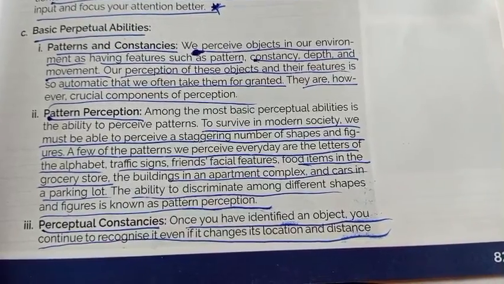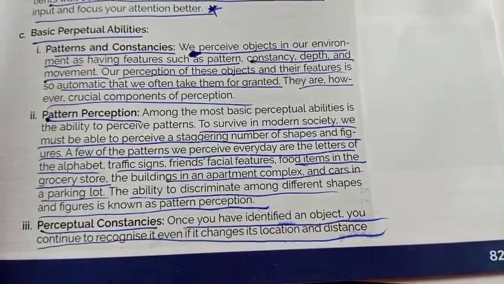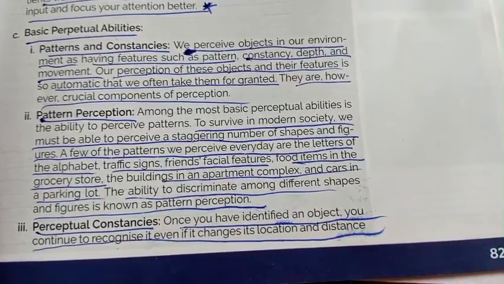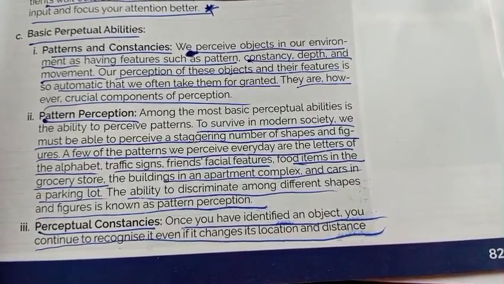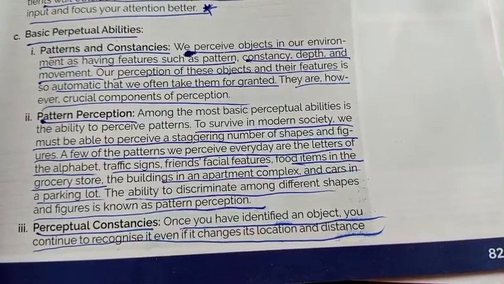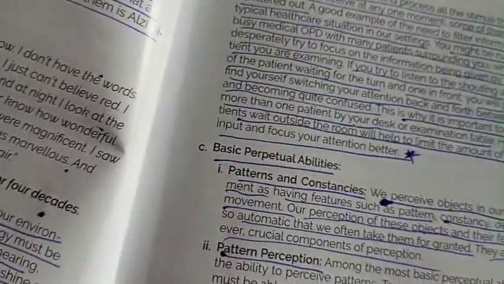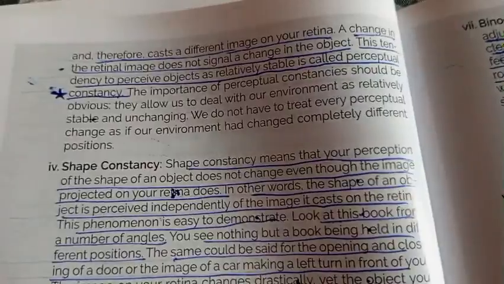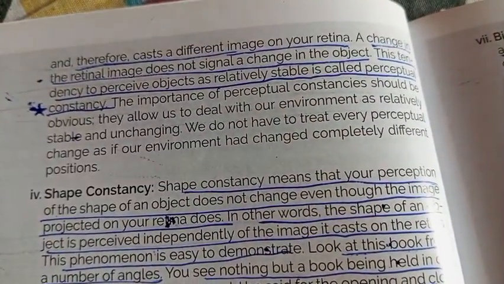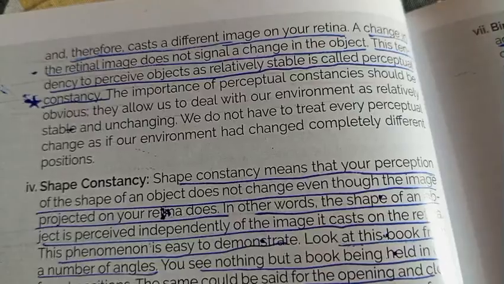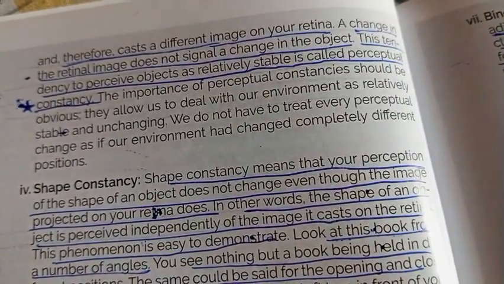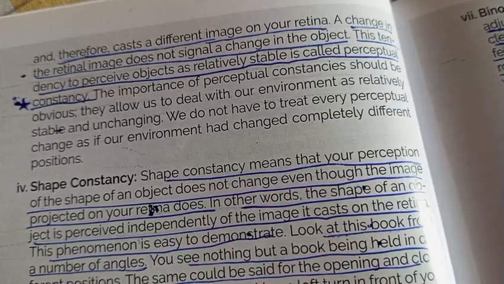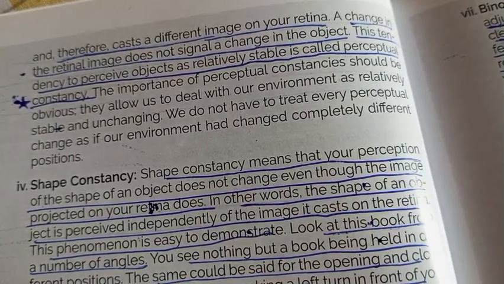Perceptual constancies. Once you have identified an object, you continue to recognize it even if it changes its location and distance, and therefore casts a different image on your retina. A change in the retinal image does not signal a change in the object. The tendency to perceive objects as relatively stable is called perceptual constancy.